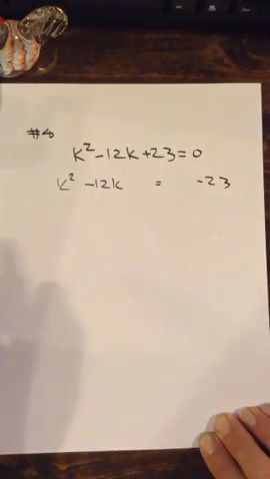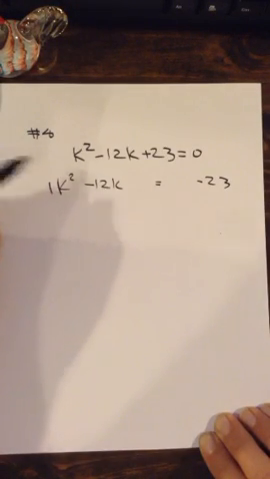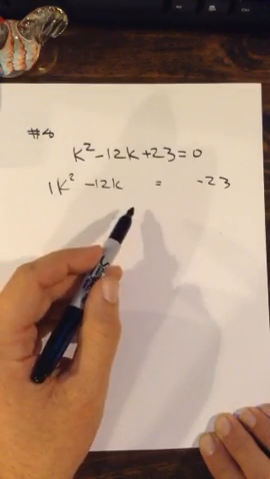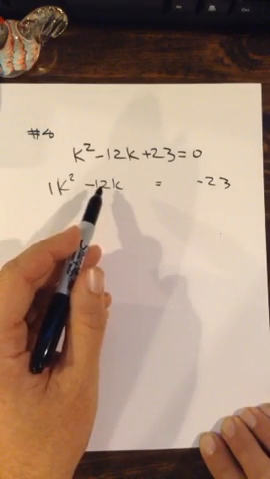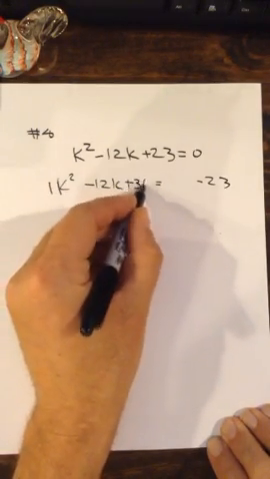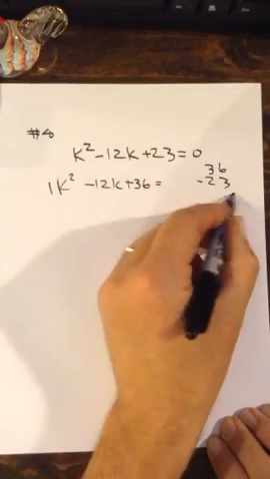Step 2. Divide by A. Well, there is no A. It's 1. So who cares? Step 3. Half of B squared, add to both sides. Well, half of negative 12 is negative 6, right? Well, 36. I add that to both sides.